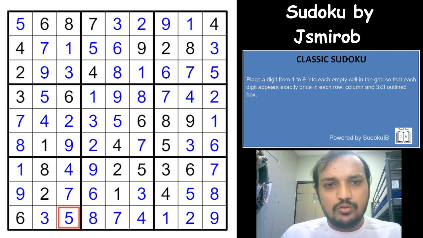I would really love to know if you could find the intended solve path and let us know in the comments below. Thanks a lot to the author for such a wonderful Sudoku.